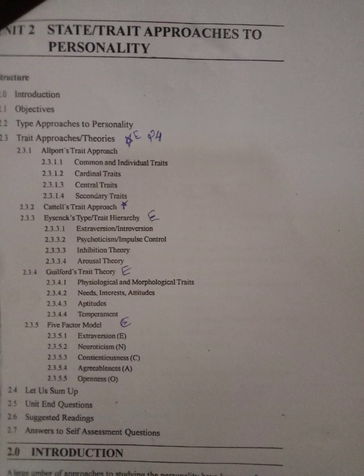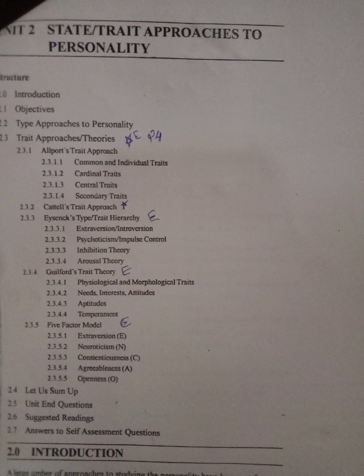Next is Guilford's theory. According to Guilford, individuals have unique traits. The seven modalities in the individual traits according to Guilford begin with physiological and morphological, that is the Sheldon model. Physiological traits include heart rate, breathing, hormone level, blood sugar, etc. Morphological traits include head size, length of the hand, size of the ear, etc. The second point in Guilford's theory is need, interest and attitude.